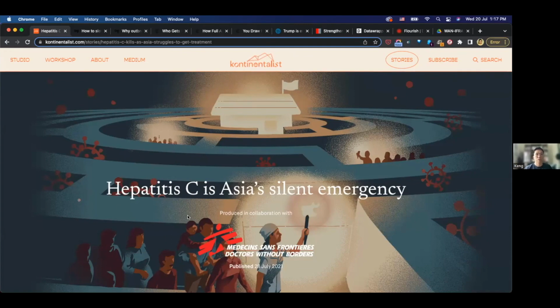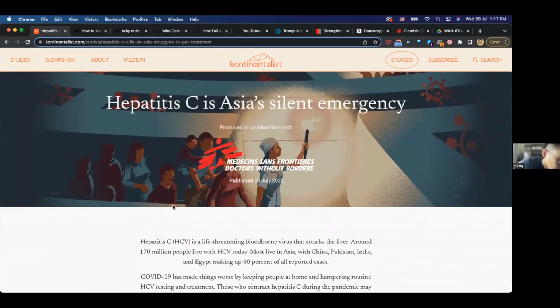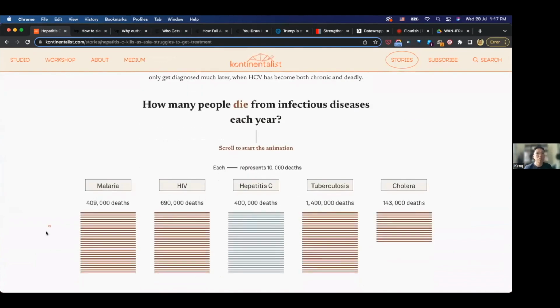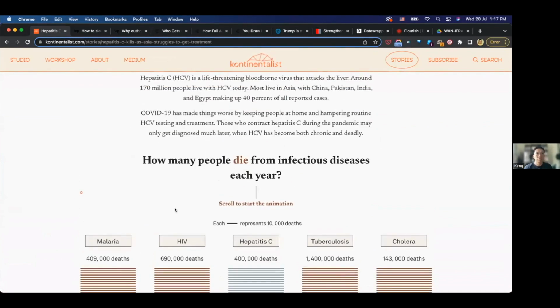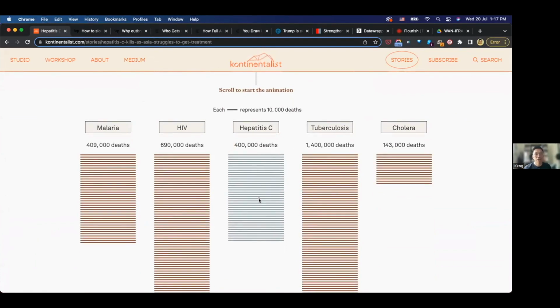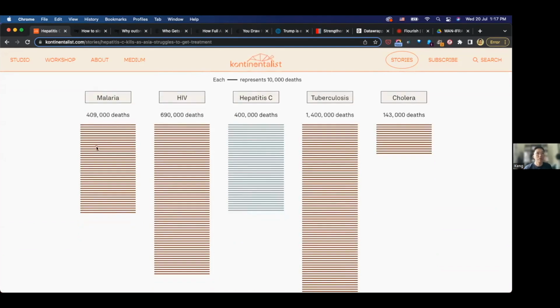They have done a story together with Doctors Without Borders on hepatitis C in Asia. So this, again, is a very data-driven story. I encourage you to have a look after the workshop. First, it again uses data to set the scenario, like why we should care about hepatitis C, because hepatitis C is one of the infectious diseases that cause a lot of fatalities in Asia, right? However, if you compare to malaria, HIV, TB, and cholera, it is considered in the middle.